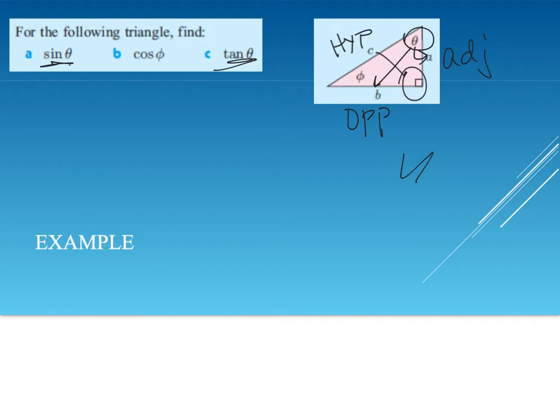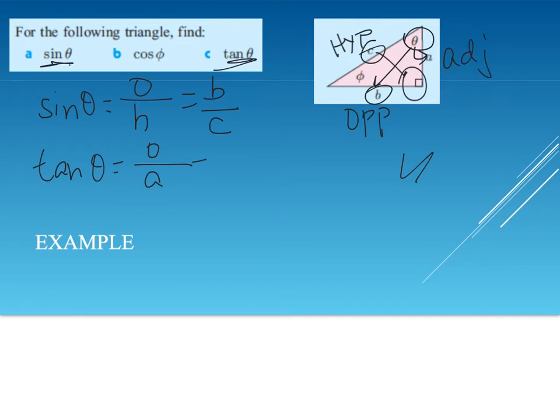So sine theta, we said on the last slide that sine theta is equal to opposite over hypotenuse. So whatever the opposite is, which we're going to call the opposite B, it's right here. And then we're going to put that over the hypotenuse, which is C. So our ratio for sine theta is B over C. Now our tan theta ratio is opposite over adjacent. And if we look over here, our opposite is still B, and our adjacent is going to be A. So our tan theta trig ratio is going to be B over A.